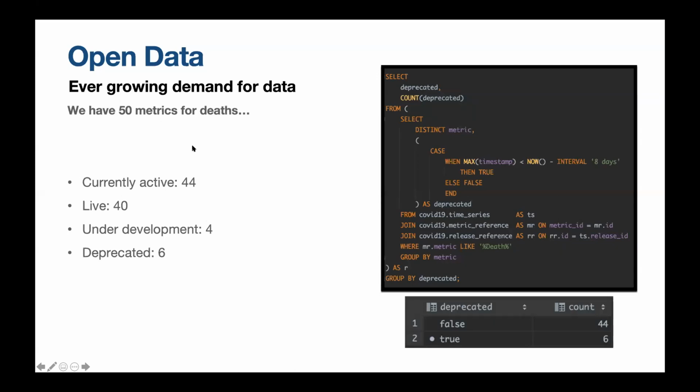There is ever-growing demand for data. So we currently have 50 metrics for deaths. There is something nice about that, in that we are very, very open. We are doing a whole lot of calculations to produce 50 different metrics for deaths, of which 40 are currently live, 4 are under development, and 6 have been deprecated. But these 50 metrics for deaths are also a lot of work for us, and they are also open to different types of interpretation and misinterpretation.